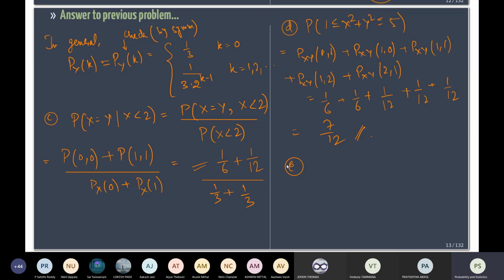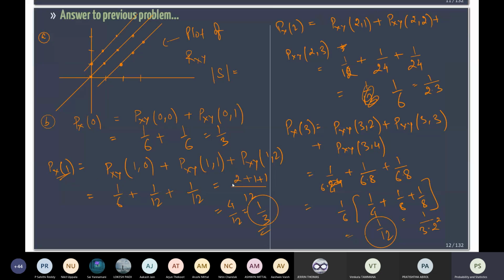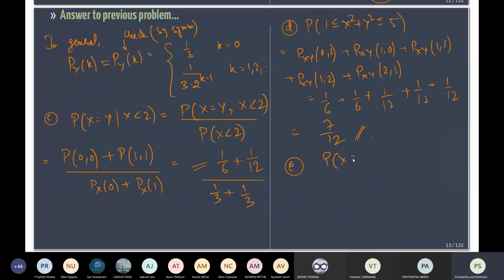E was the probability that, if you remember, x is equal to y. So we sum those values wherever x is equal to y. So the sum of p x y at (i, i), with i going up to infinity.